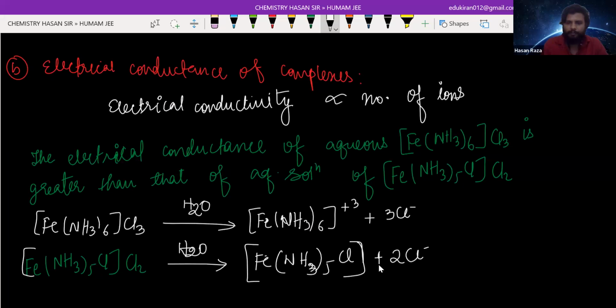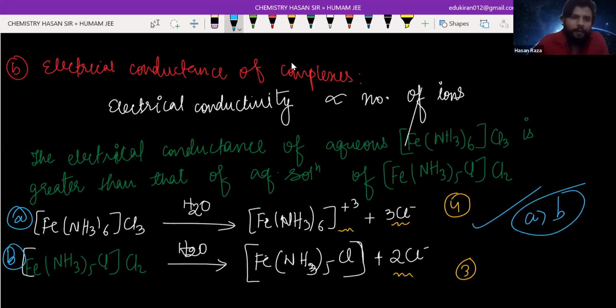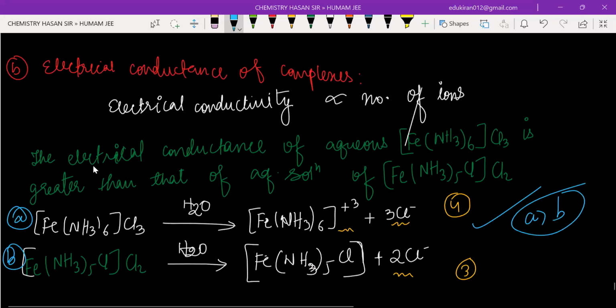So how many ions are there? 3 plus 1, 4 ions. And how many ions are there here? 2 plus 1, 3 ions. So if you are going for electrical conductivity, experimentally we found that, let's say this is your A and this is your B, A will have more electrical conductivity than B because it has more ions. Simple. Got it, both of you? Yes. Please do write it.